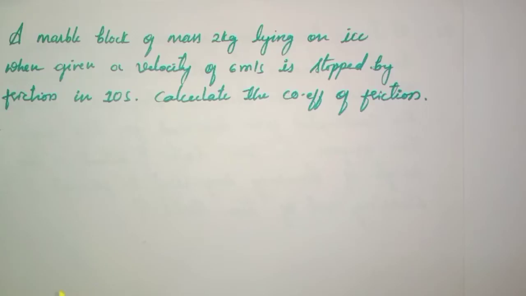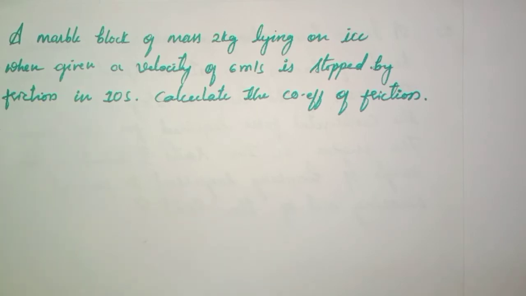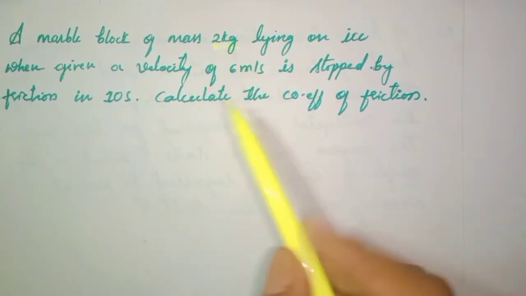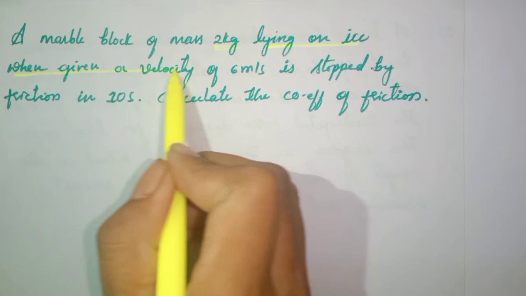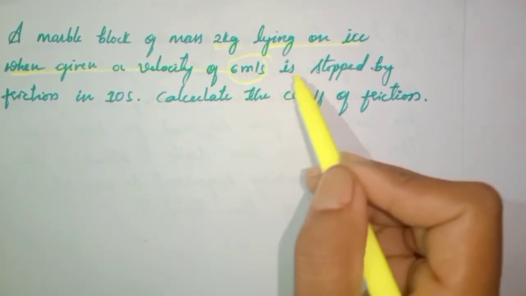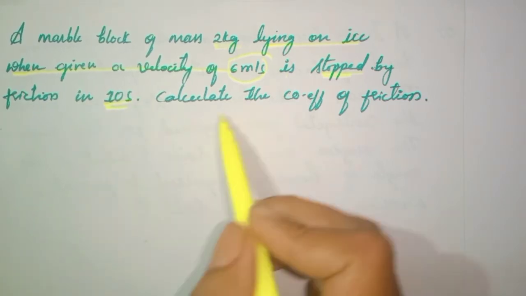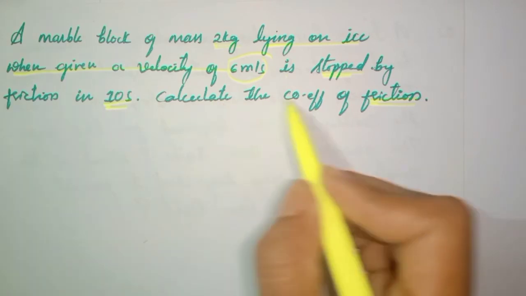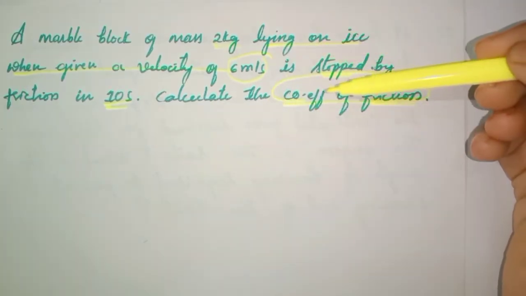Now let's learn the next problem based on the concept of friction. So let's read the question. A marble block of mass 2 kg lying on ice when given a velocity of 6 meter per second is stopped by friction in 10 seconds. Calculate the coefficient of friction. So here what do you need to calculate? You have to calculate this coefficient of friction. So let's understand this question by drawing our diagram.